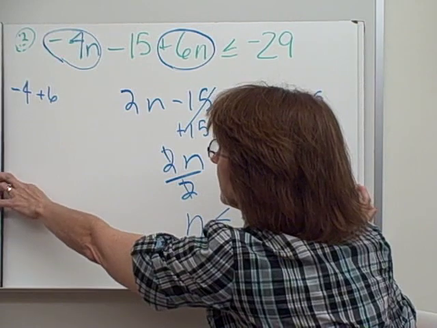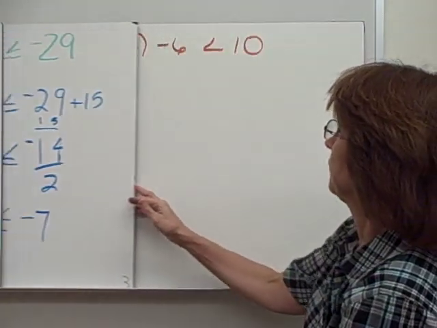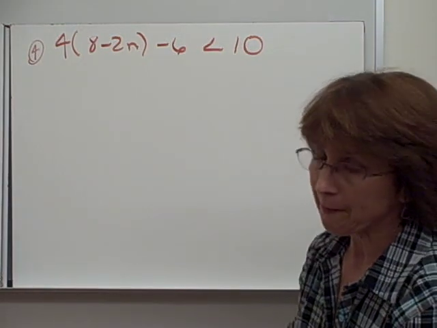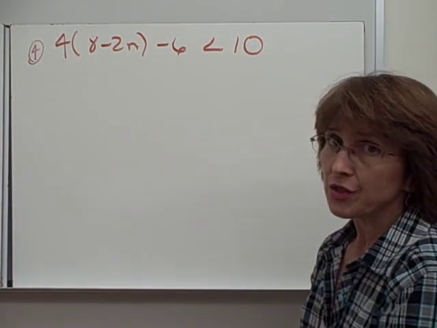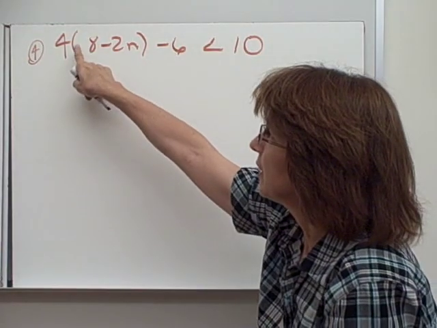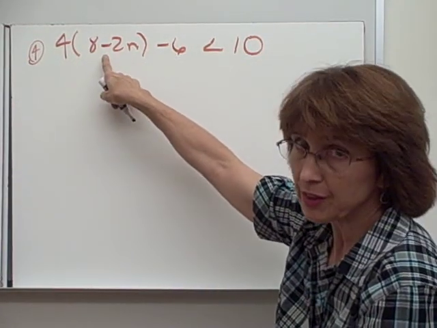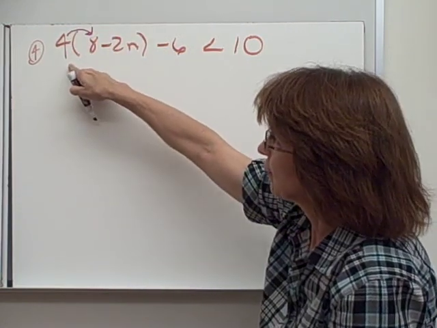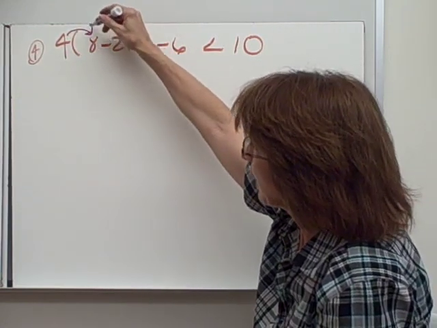Okay, so the next example, now we're going to use our distributive property. There's a lot to do on the left-hand side first. Once you see the number next to parentheses with an operation inside, you want to go ahead and draw your arrows. You draw that 4 to the 8. Don't draw the 8 to the 2n.